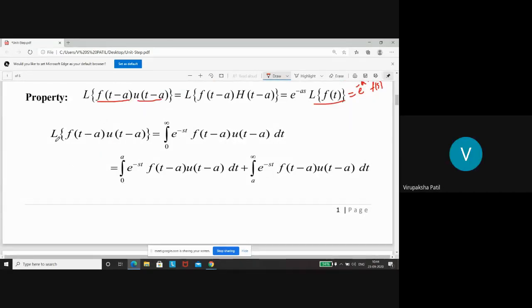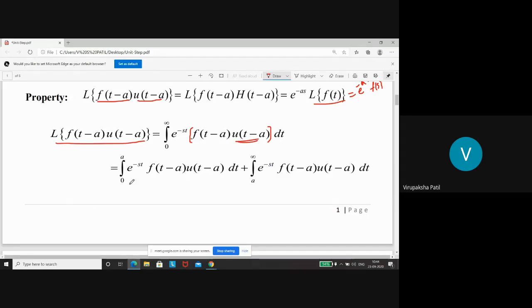Now consider the Laplace transform of f of t minus a into u of t minus a. Again, using the basic definition, this entire thing is treated as your f of t. So we have the integration from 0 to infinity of e to the power minus st into f of t minus a into u of t minus a with respect to t, that is dt. Now this function u of t minus a is defined in two intervals.